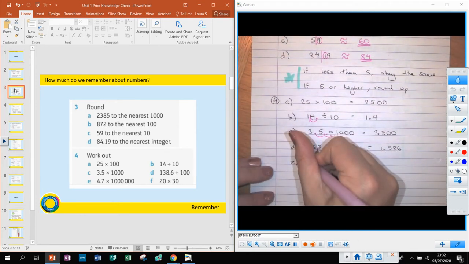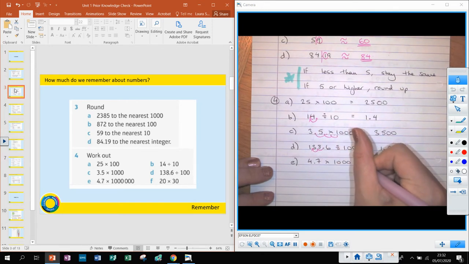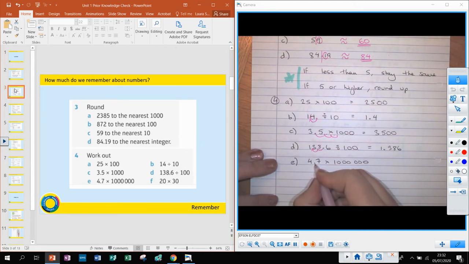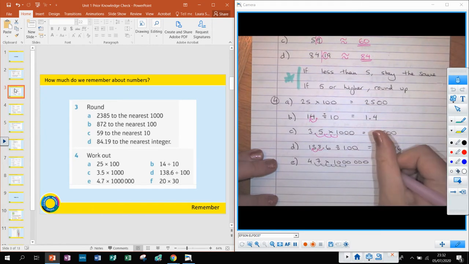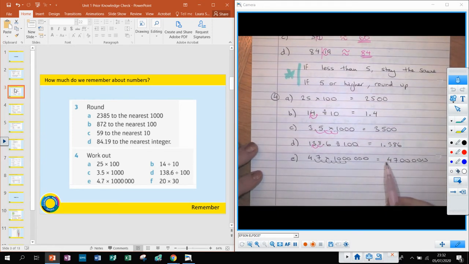Part E, we're multiplying 4.7 times 1 million. Right, so that's 1, 2, 3, 4, 5, 6 places that we are increasing by. So 1, 2, 3, 4, 5, 6 would give you 5 zeros. 1, 2, 3, 4, 5. Okay, and that number is 4,700,000.